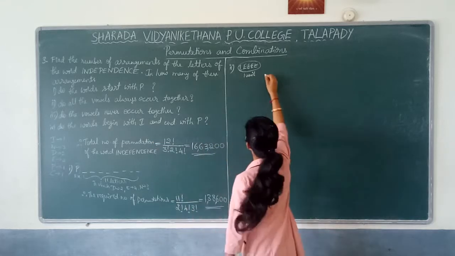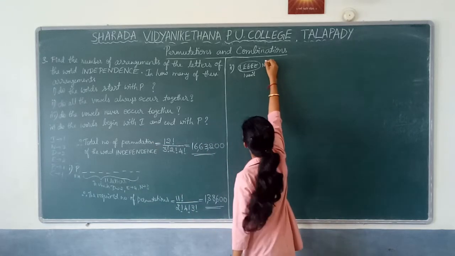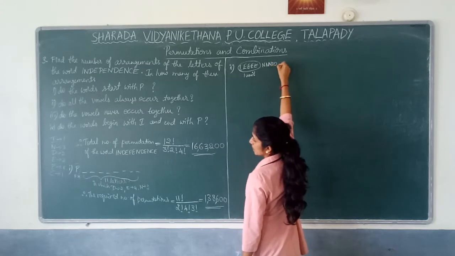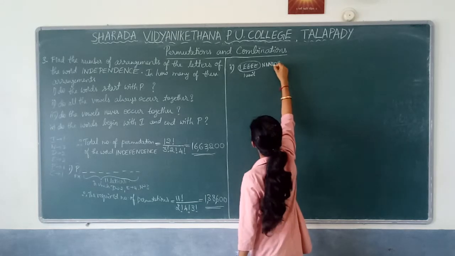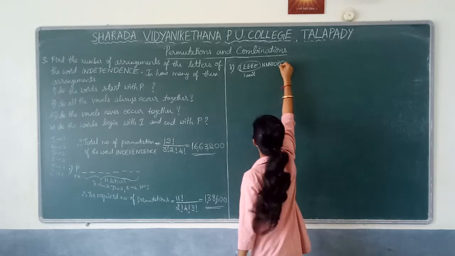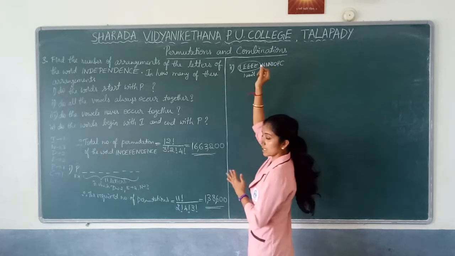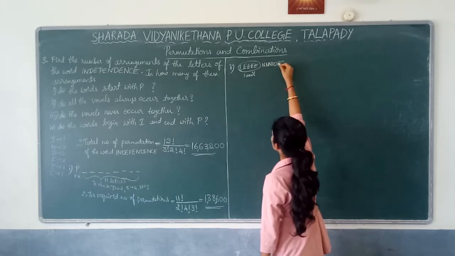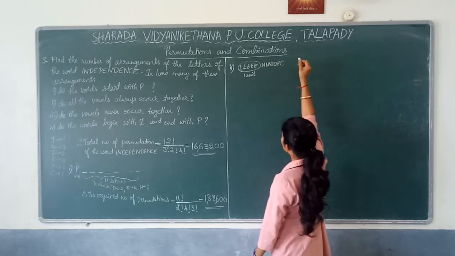So the remaining letters: N, 3 N's, right? D is 2 times. E we have taken. P is once, and C is once. All these are taken as separate units. This is 1 unit, 2, 3, 4, 5, 6, 7, 8. So therefore a total of 8 units are there.